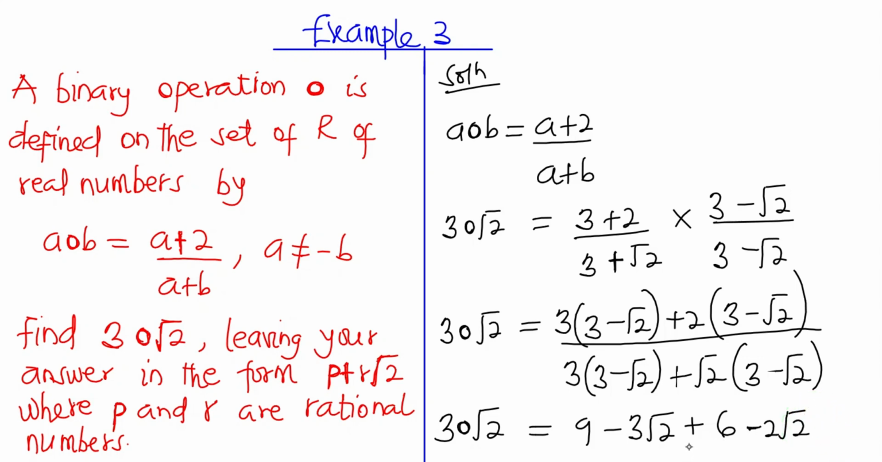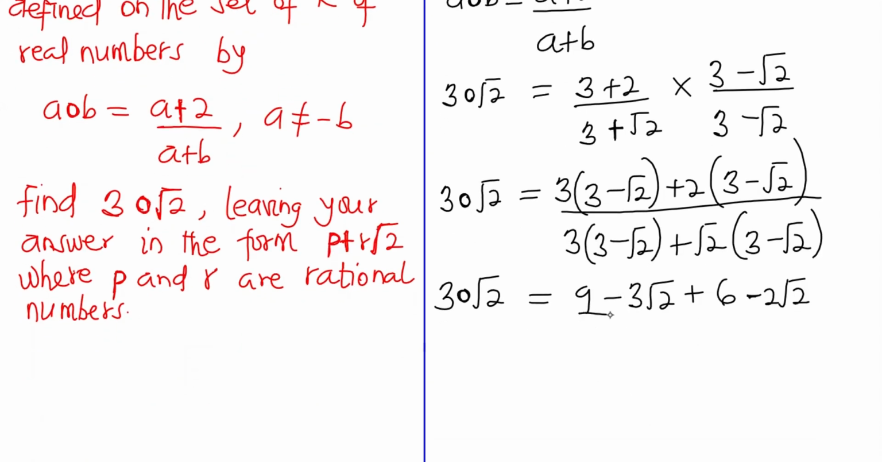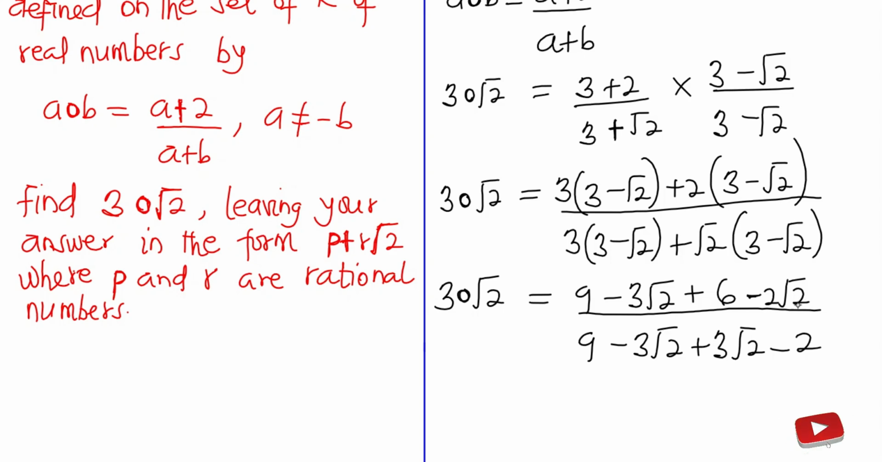Good. Now the next one, we are going to divide that and we are going to simplify the denominator. So 3 times 3 here gives us 9 minus 3 square root of 2, and we have here plus 3 square root of 2 minus square root of 2 times square root of 2 gives us 2. That is from the properties of surds. So if you have not watched the video on that, kindly watch it.